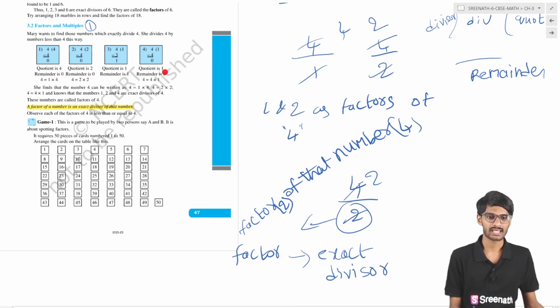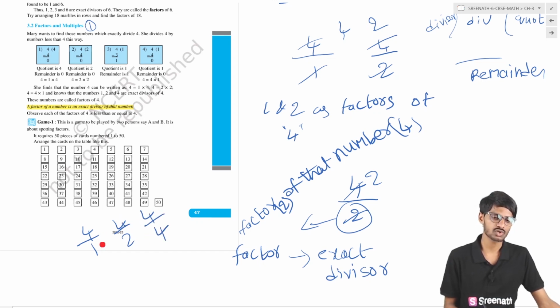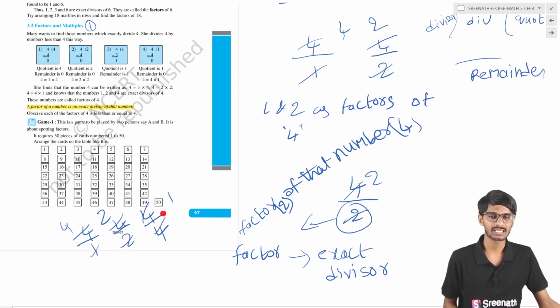Okay students, for example, suppose you take 4. We can divide it with 1, we can divide it with 2 also, and we can divide it with 4 also. In this case, 1 4s are 4 and remainder is 0. In this case 2 2s are 4, the remainder is 0. In this case 4 1s are 4 and the remainder is 0.